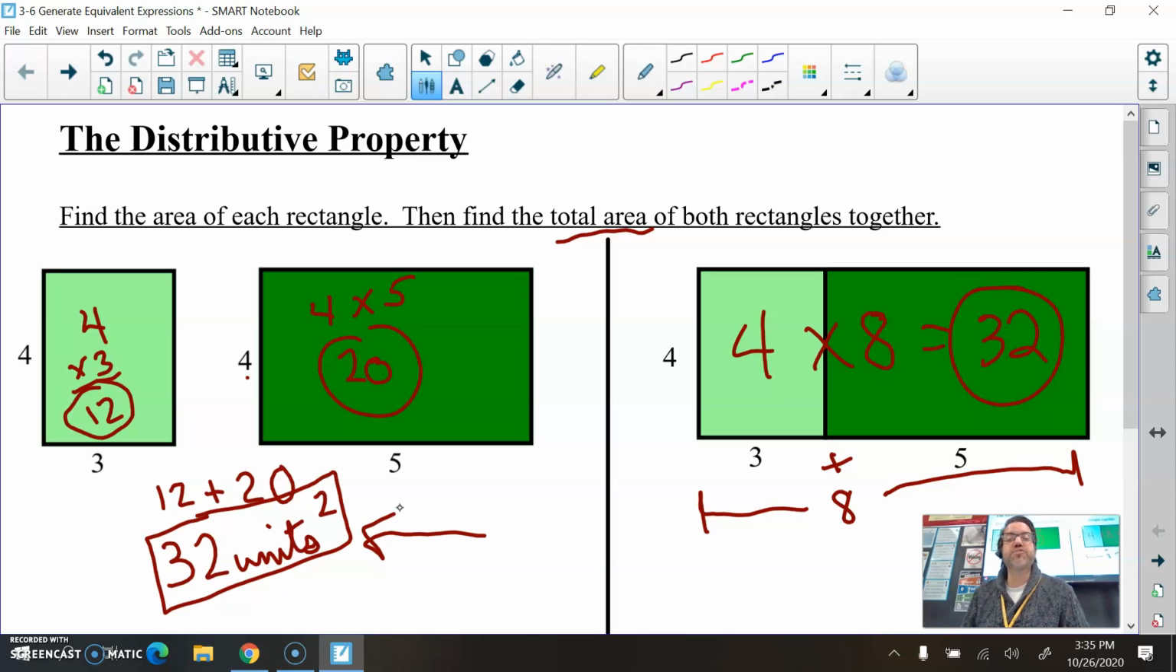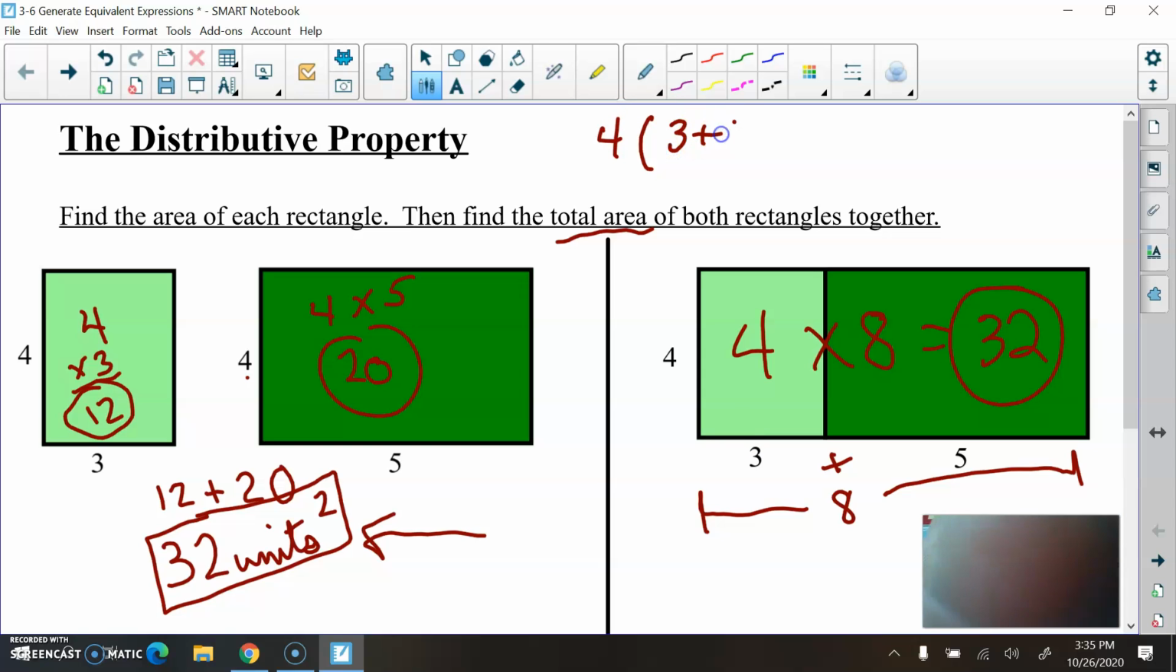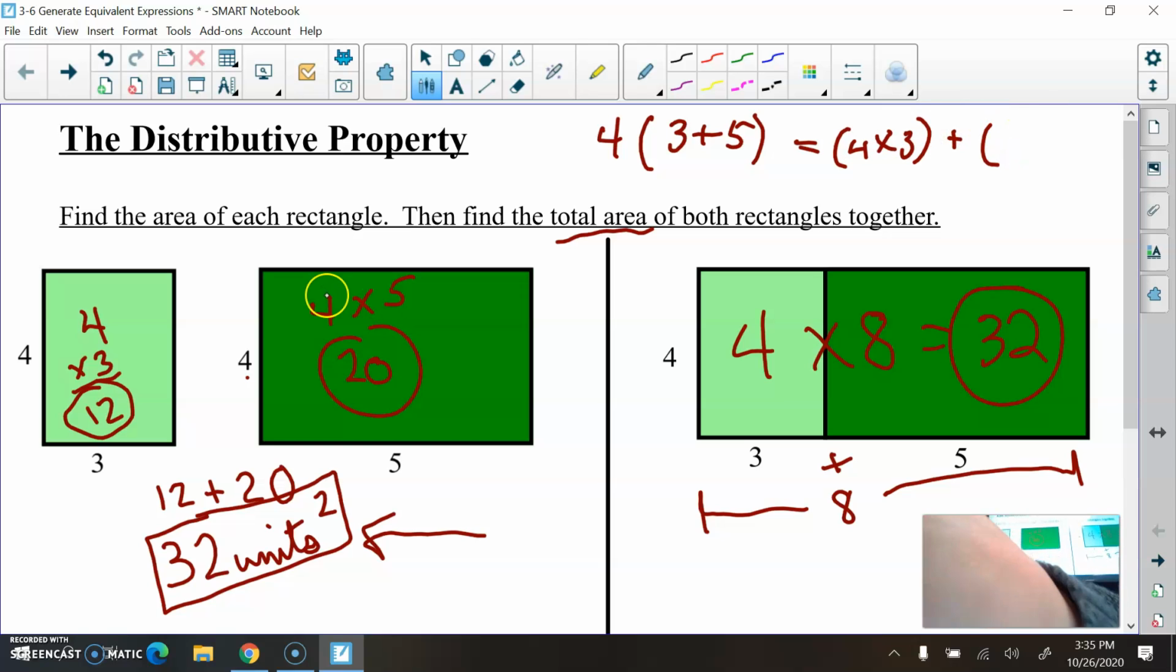So what does this have to do with the distributive property? Well, here I took 4 and I multiplied it by whatever 3 plus 5 equals. 3 plus 5 is 8, you know. But what I did over here is I took 4 times 3 and then I added to that what I found here, 4 times 5. And both ways, we ended up with the same result of 32.